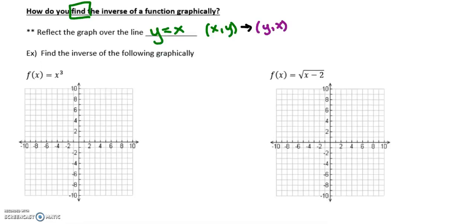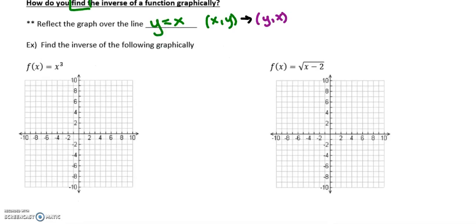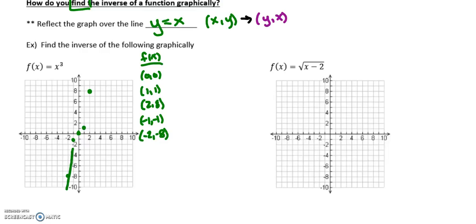So if we look at an example or two here, I'm going to graph each function and then use the symmetry to graph the inverse. So my original x to the third, we know that's the parent graph. It goes through (0, 0), (1, 1), (2, 8), and (-1, -1), and (-2, -8). So that's all f of x, my original. So I get a pretty nice looking cubic graph right there.